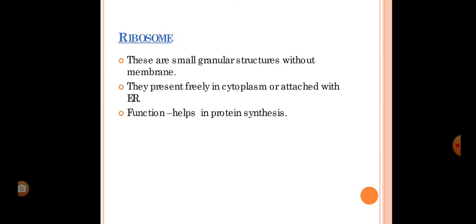And the last one is the ribosome. These are very small granules and they don't have any membrane. They can be present freely in the cytoplasm, or sometimes they are attached to the endoplasmic reticulum, ER. What is the function of the ribosome? It helps in protein synthesis. Without ribosomes there is no protein synthesis.